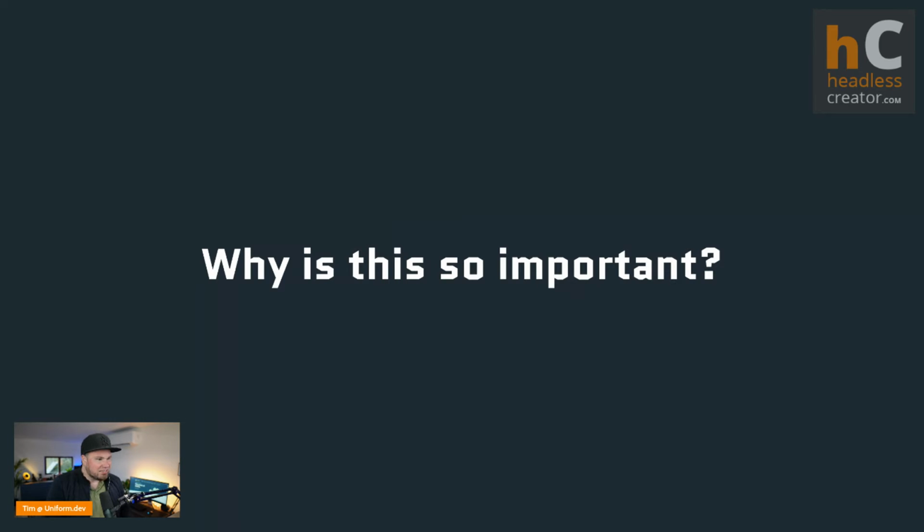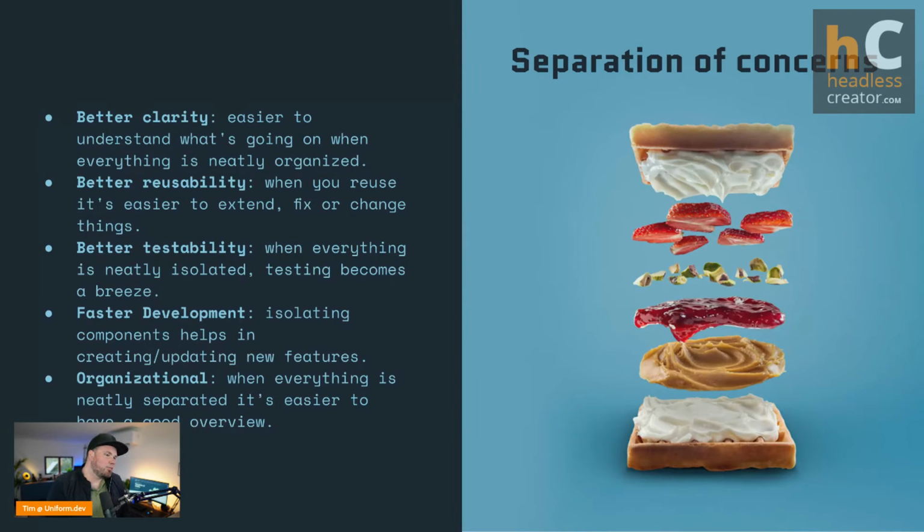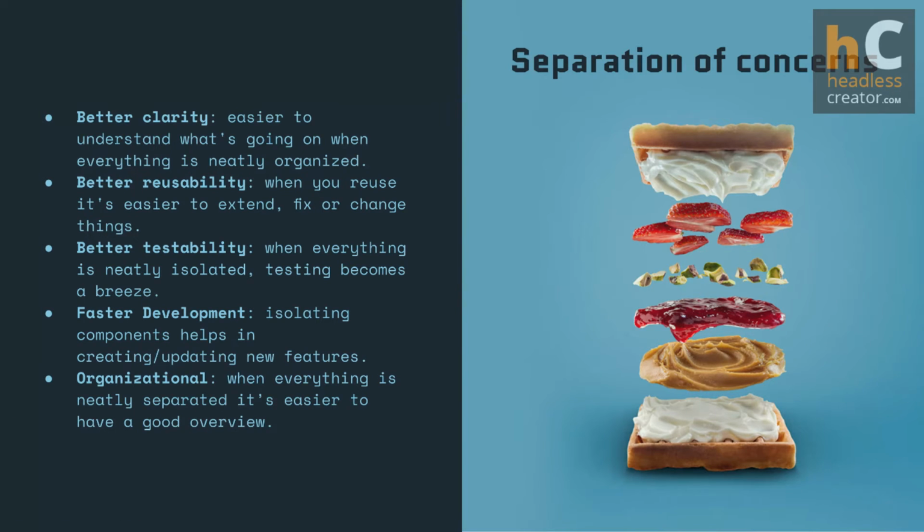So why is this actually so important? It's kind of an interesting story. Why is it applied? If you remember the disconnected sandwich from the last two episodes, this is again one of those. All this separation of concerns gives you is better clarity. It's easier to understand what's going on when everything is neatly organized. This is kind of obvious, I guess. All of those are honestly open doors. But when you put them all together, that's separation of concerns. And that's why I want it.